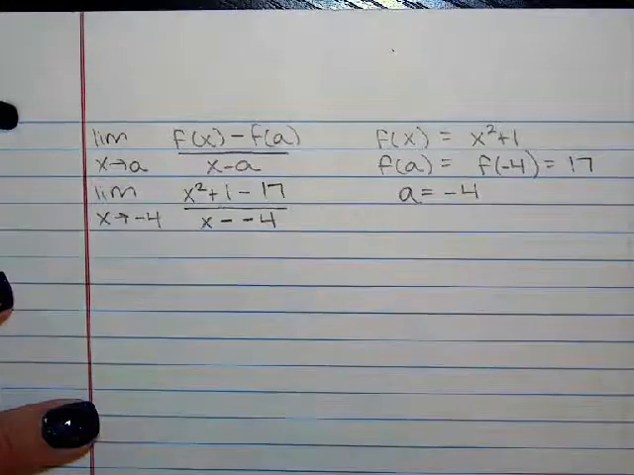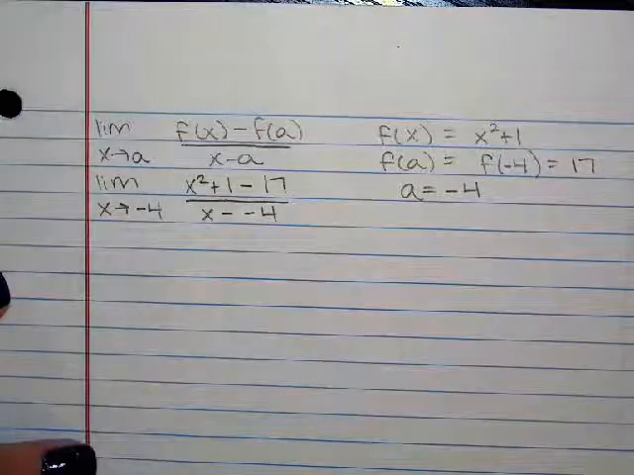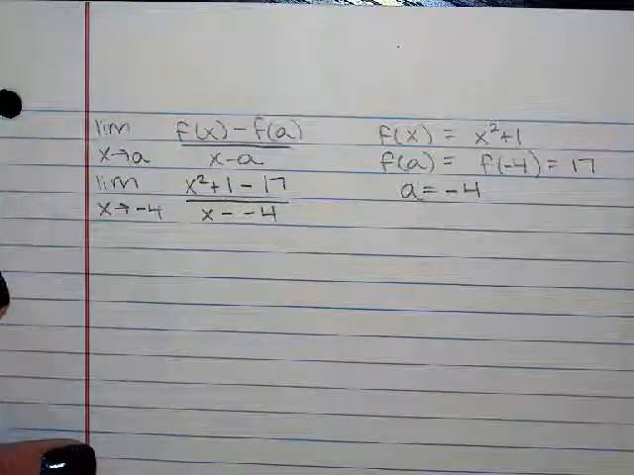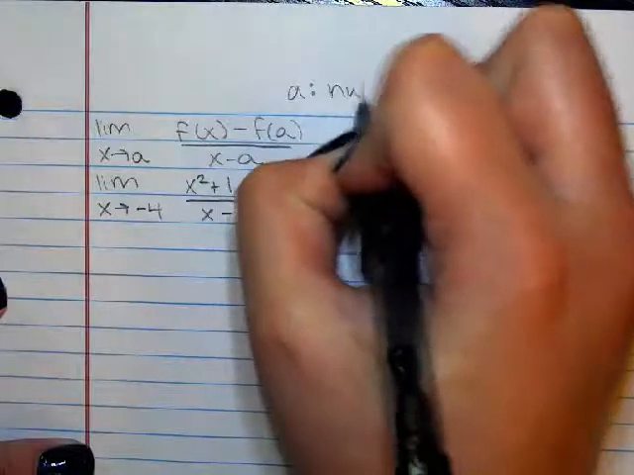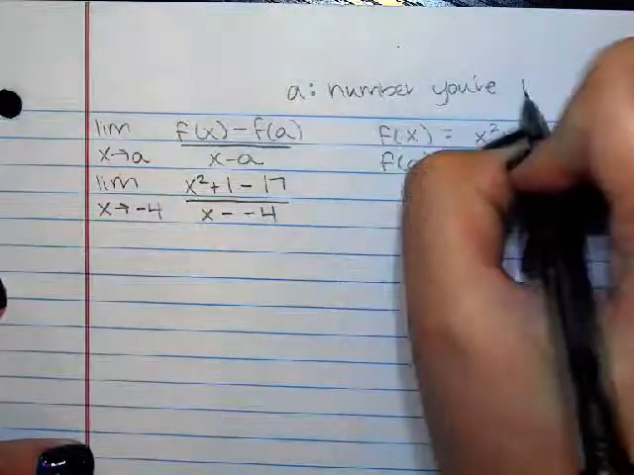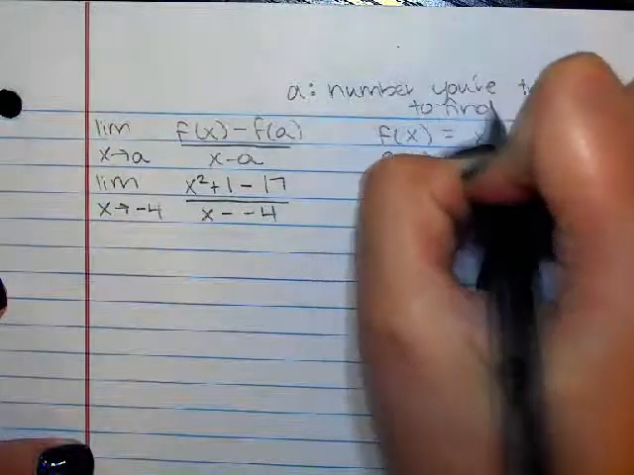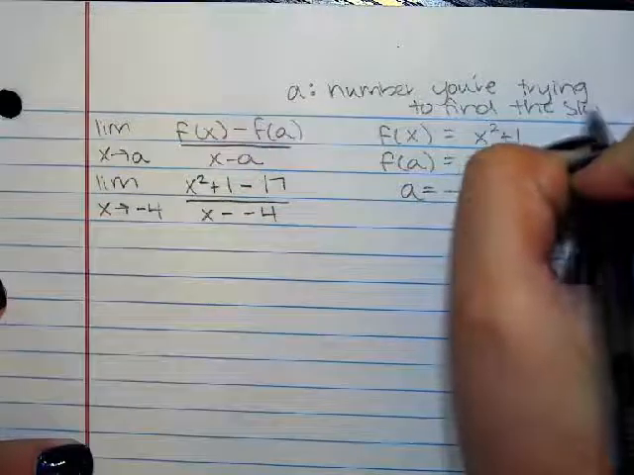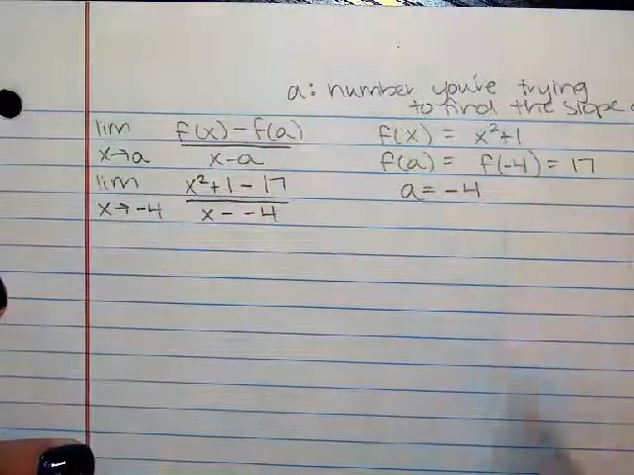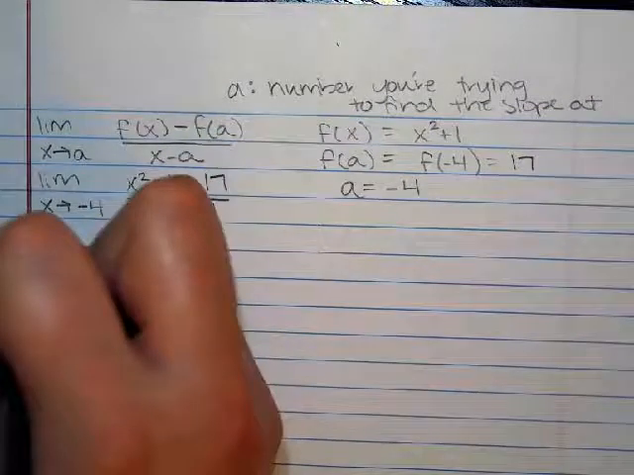So the a value is the number you're trying to find the slope at. Let me go ahead and write that. A number you're trying to find the slope at. Okay, does that make sense? So let's simplify this a little bit. Do you guys see how the process is completely different?